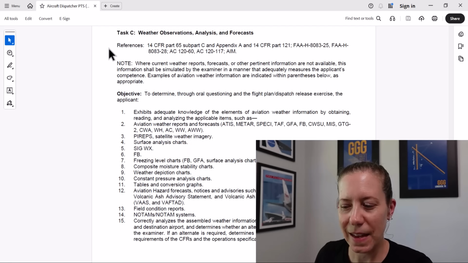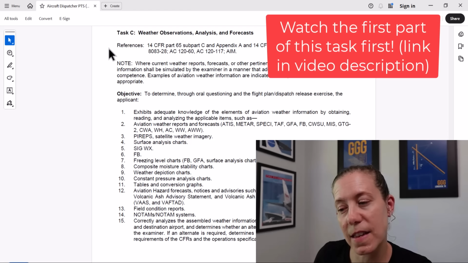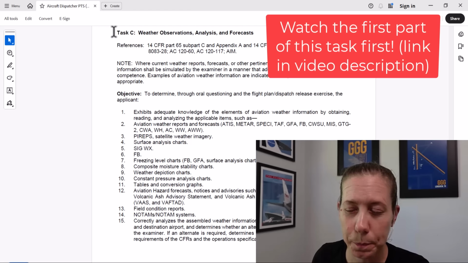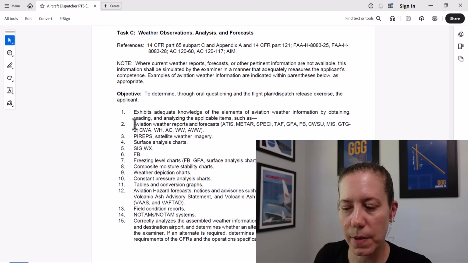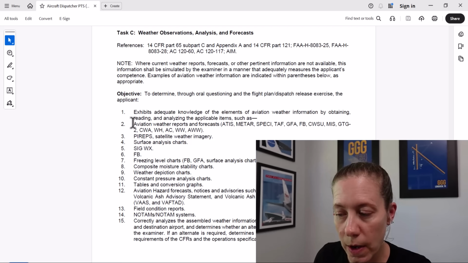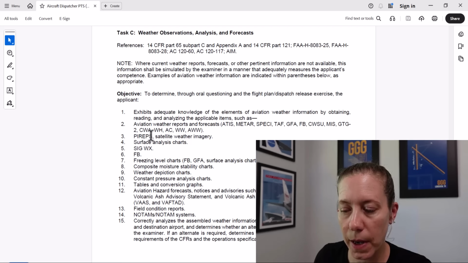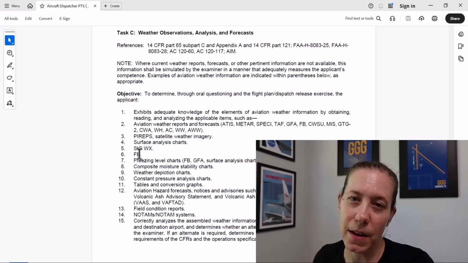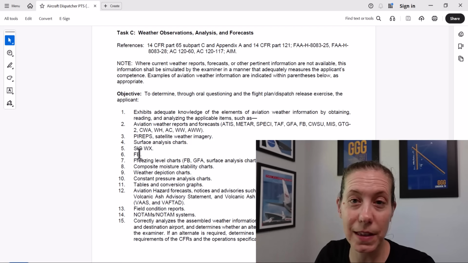Last time, and I encourage you, please go check out the first one on Task C because there was a lot that I covered. But this is going to continue with some of the items listed in objective subpoint 2, and then continuing on with pilot reports, and we will get into surface analysis and more of the following: significant weather, prog charts, and winds aloft. Again, this is a somewhat long series because it is really just a lot.